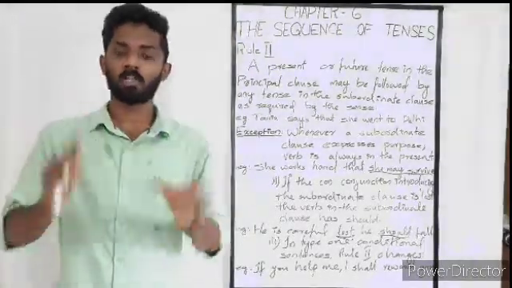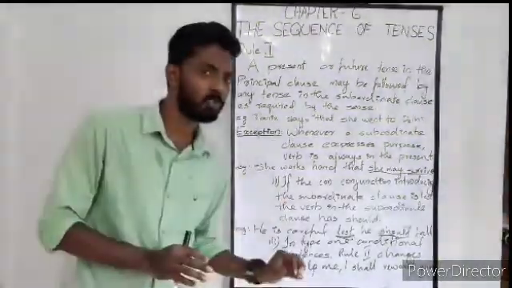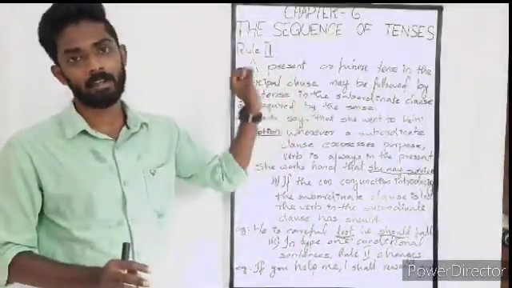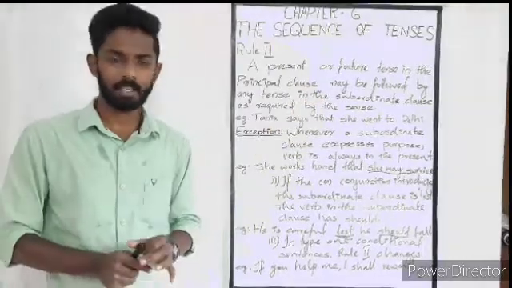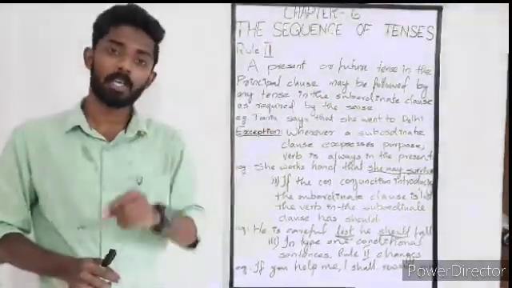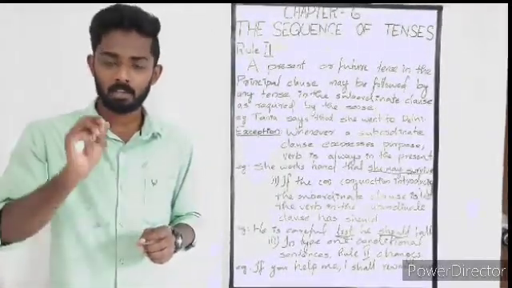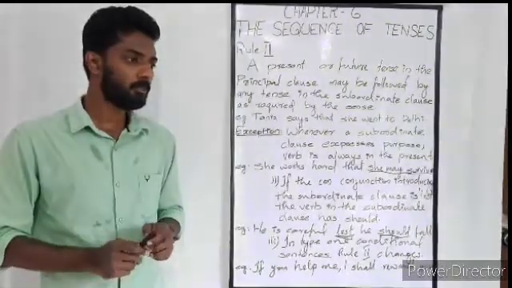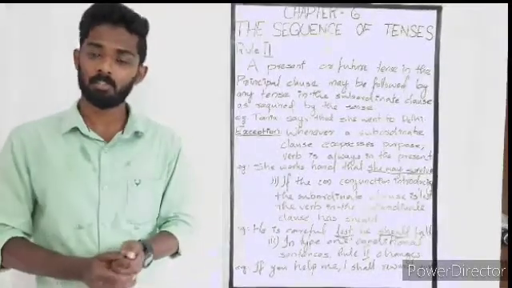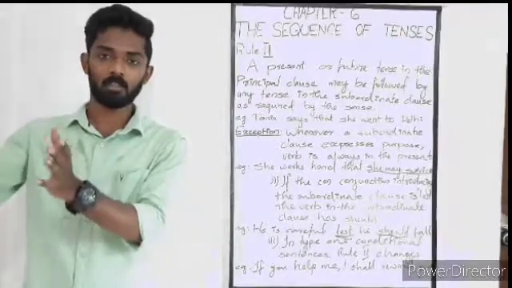So we move on to the last one. There is one more exception in the second rule of the sequence of tenses. That is the use of the first type of conditional sentences. We'll be speaking about conditional sentences and the three types of conditional sentences in the other classes, because we have a chapter on it to study.